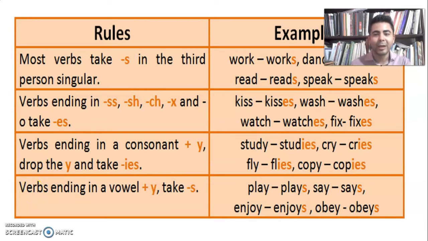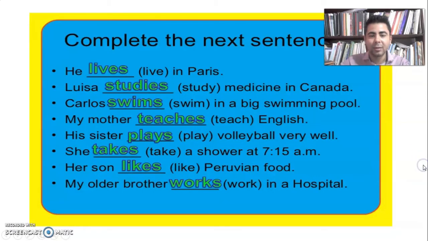Good. Now that we have taken a look at the rules, and we have seen some examples when applying these rules, now we're going to check some sentences. Let's check now some examples when applying the rules for simple present tense in the third person singular. Okay, here we are. We have the first one, and you can notice the verbs in parentheses. So the first one is live.